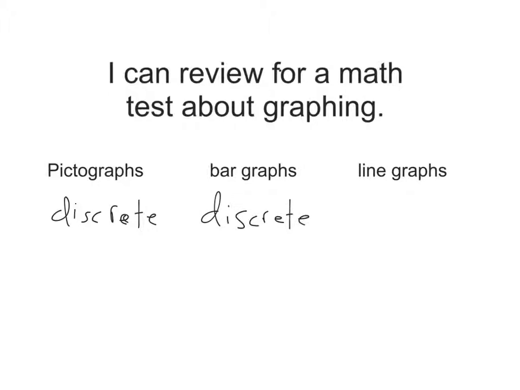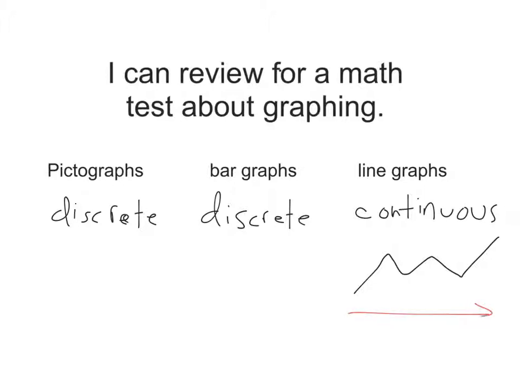Line graphs, however, show continuous data. And continuous data means that we're tracking one thing over time. So something like the growth of one tree would be shown with a line graph. So time would be down here. It could be minutes, it could be months, it could be years. And then this would be whatever other data point you are tracking, like height.